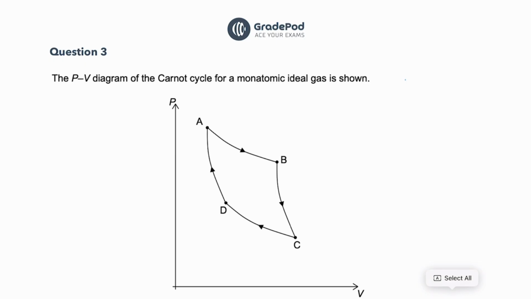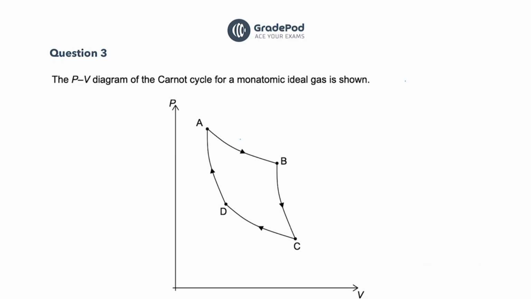The PV diagram of the Carnot cycle for a monatomic ideal gas is shown. And to remind ourselves, this is an isothermal expansion. Isothermal means there's no change in temperature, which means there's no change in internal energy. And again, this is an isothermal compression. This is adiabatic. Adiabatic means there's no change of heat between the system and surroundings, and this is also adiabatic as well.